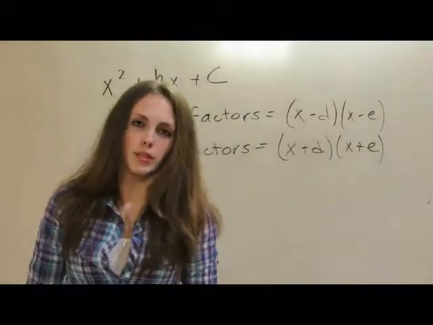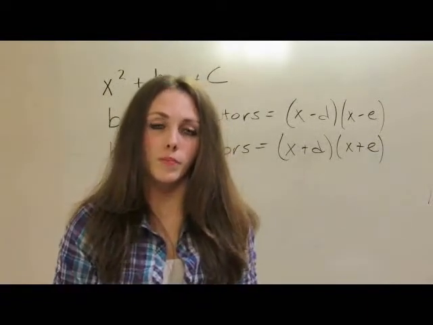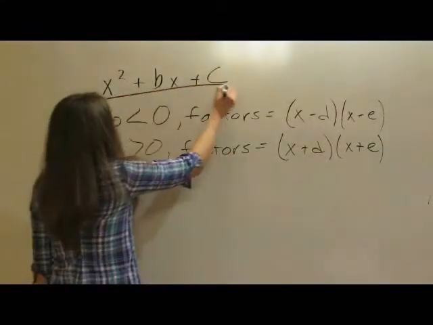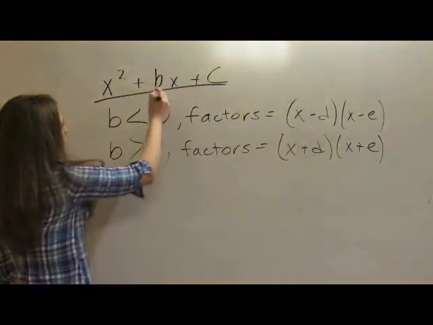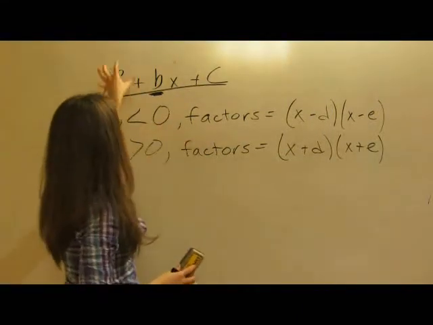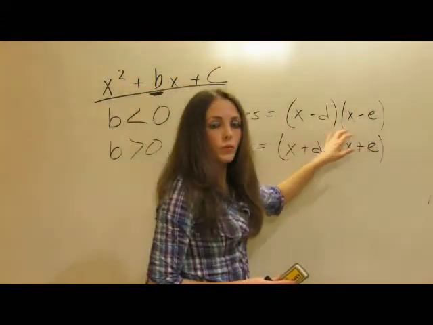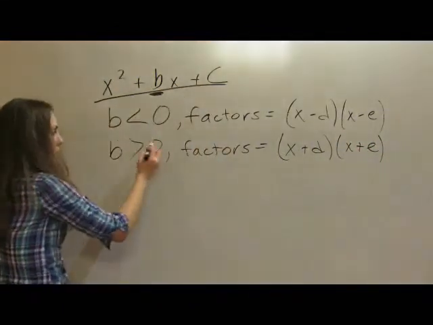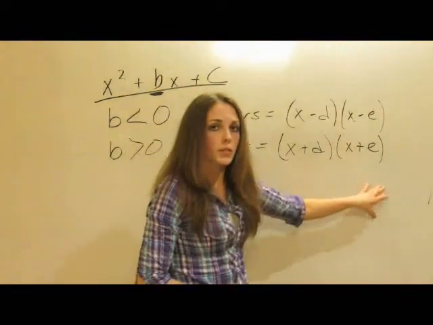The nice thing about algebra is instead of having to work with lots and lots of numbers, you can replace numbers with letters. All you have to do is know what the letters mean. So here we have this trinomial. B and C both represent numbers. If the value of b is less than 0, the factors of this entire polynomial will be x minus d times x minus e, with d and e both representing the factors. If b is greater than 0, the factors of this polynomial will be x plus d times x plus e.